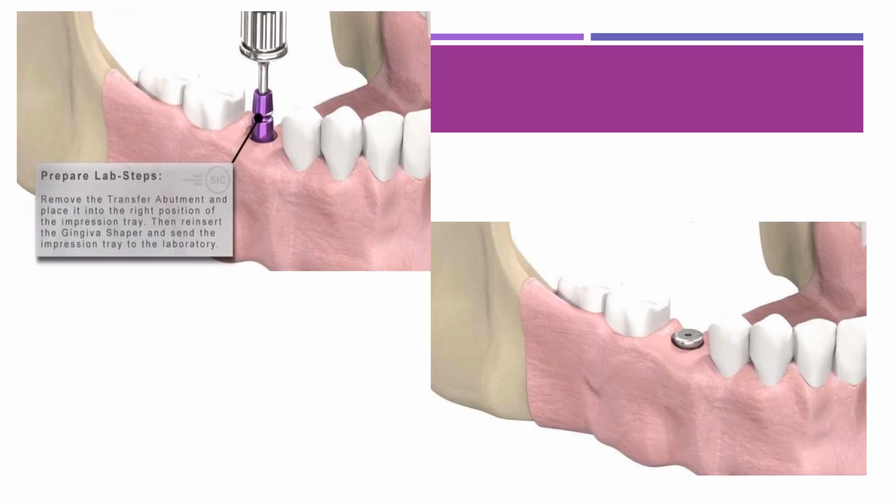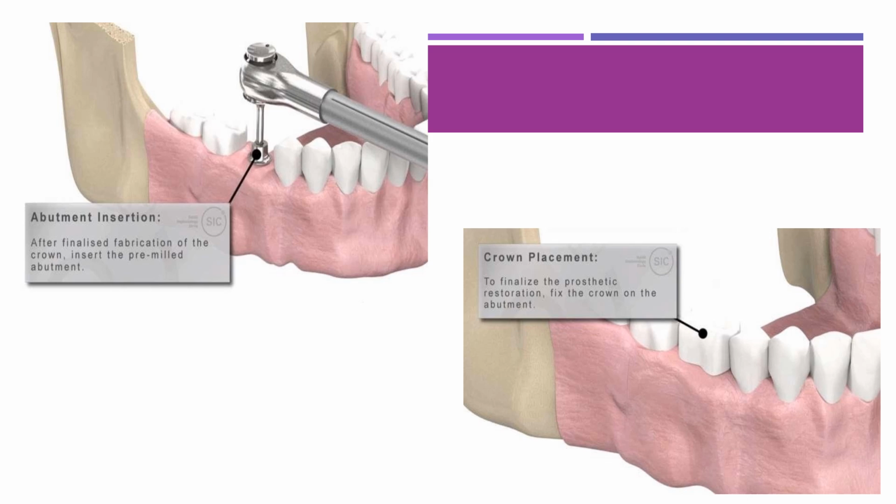So coming to the laboratory procedures, remove the transfer abutment and place it in the right position of the impression tray. Then insert the gingiva shaper and send the impression tray to the laboratory. So we have taken back the transfer, there is the abutment analog, and you can see that we have given the gingival former.